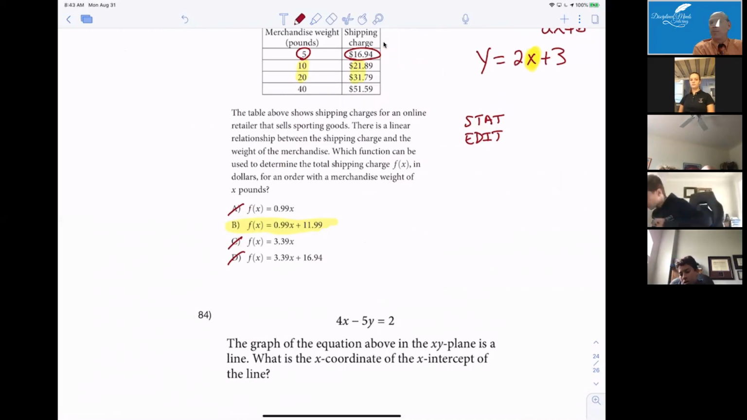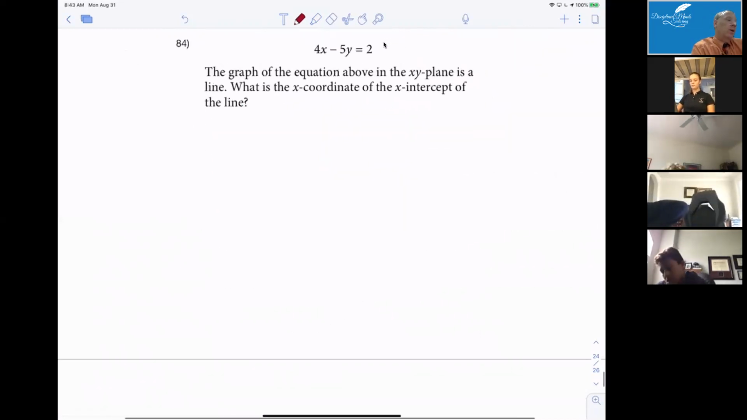Sam, you good? All right, let's look at 84 real quick. The graph of the equation above in the xy plane is a line. What is the x coordinate of the x-intercept?